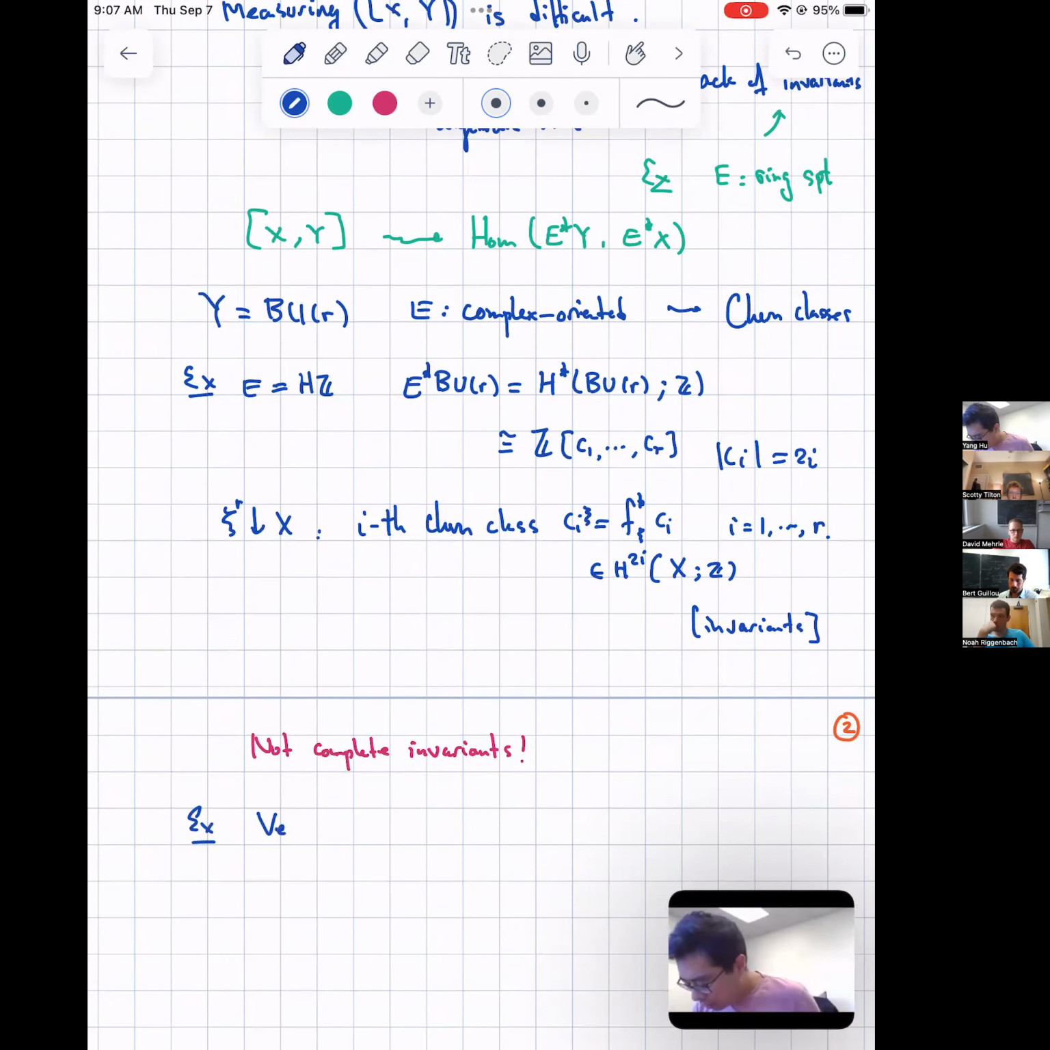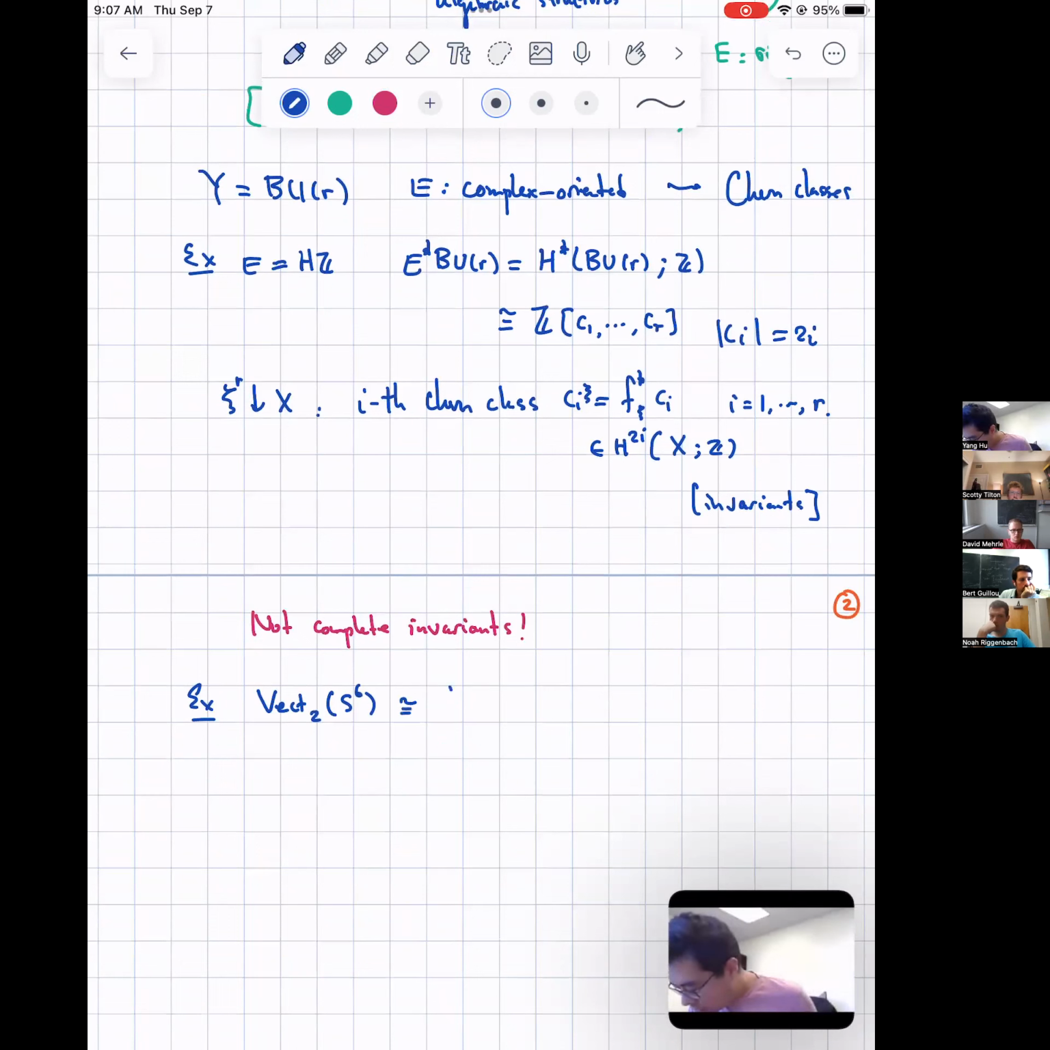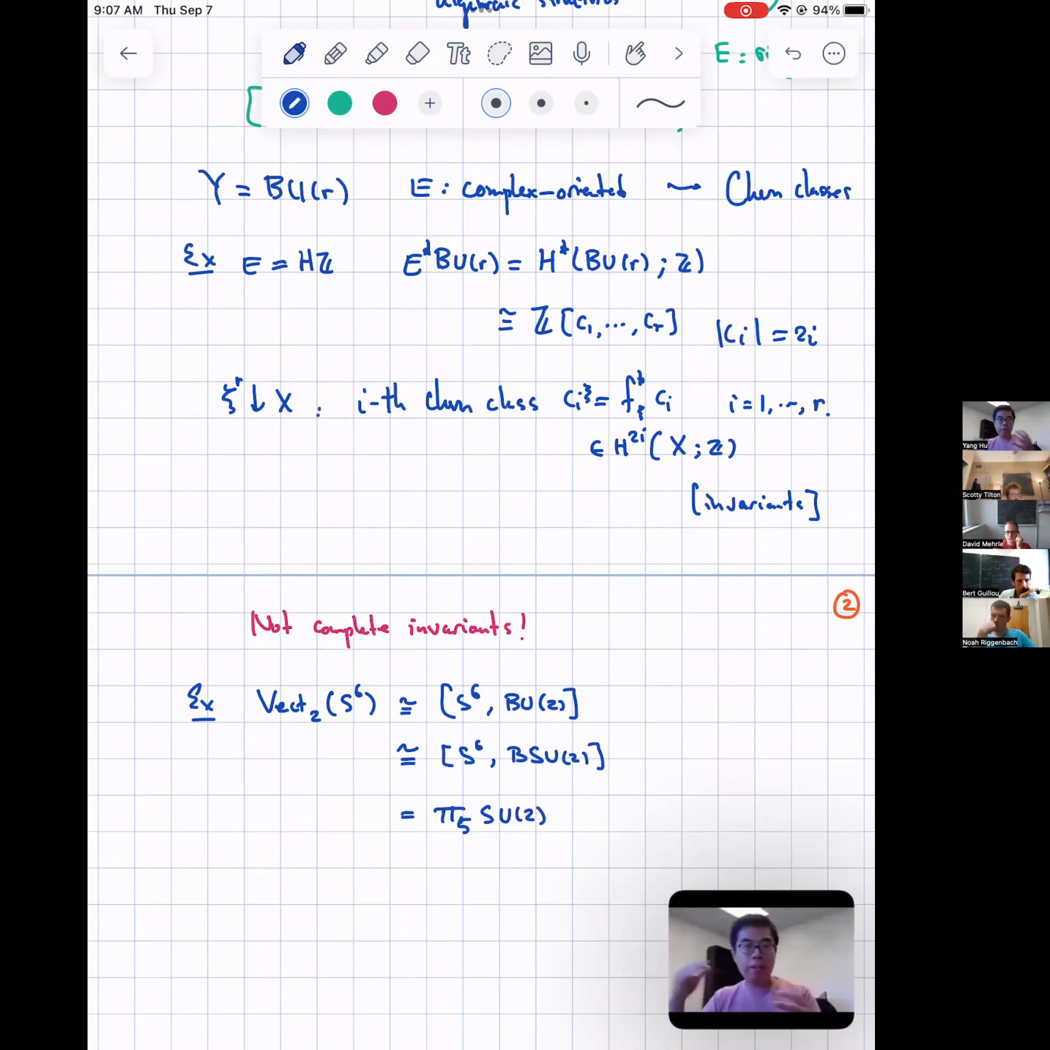Let's consider the set of rank 2 bundles over the 6-sphere. Now, by homotopy classification, this is, of course, homotopy classes of maps from S^6 to BU(2). And this actually factors through BSU(2). And now by adjunction, this is just π_5 of the special unitary group SU(2), but we know that SU(2) is homeomorphic to the 3-sphere, so this is just the homotopy group of a sphere, π_5(S^3), and a classical calculation shows that this is the group Z/2.